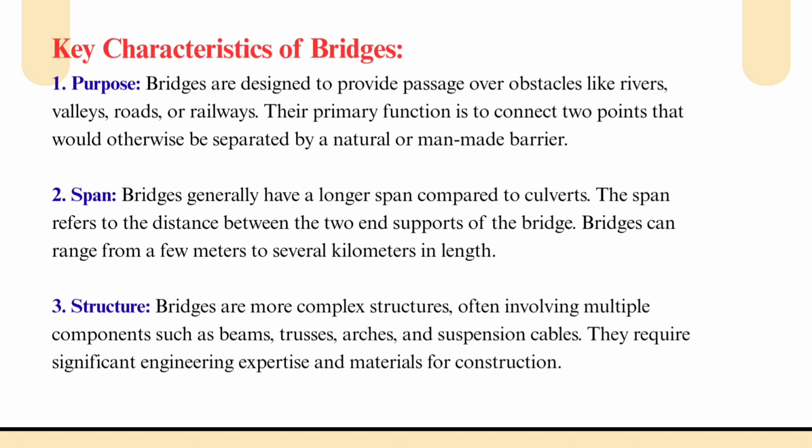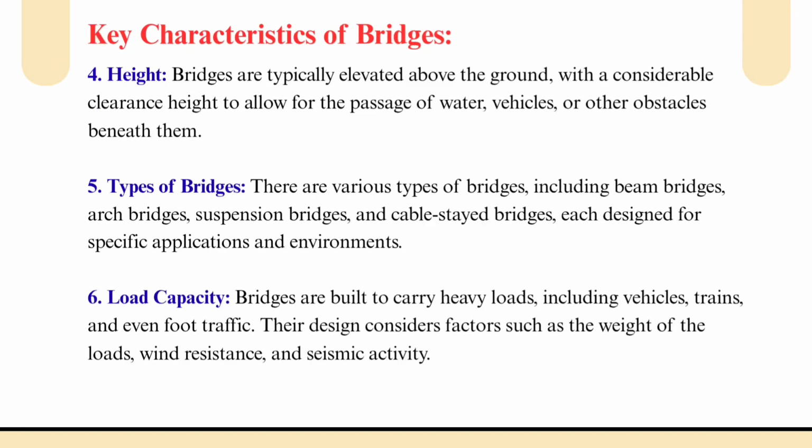The next characteristic of a bridge is its structure. Bridges are more complex structures, often involving multiple components such as beams, trusses, arches, and suspension cables, and they require significant engineering expertise and materials for construction. Next point is height. Bridges are typically elevated above the ground with a considerable clearance height to allow for the passage of water, vehicles, or other obstacles beneath them.